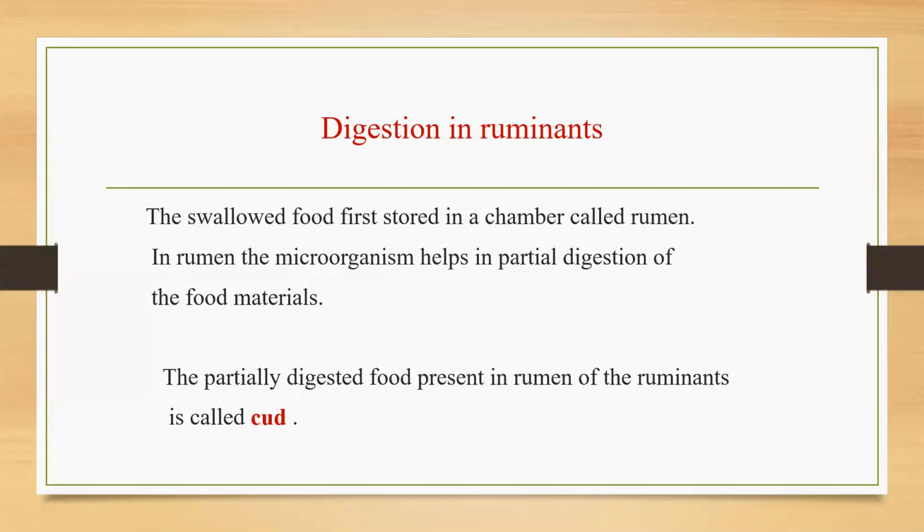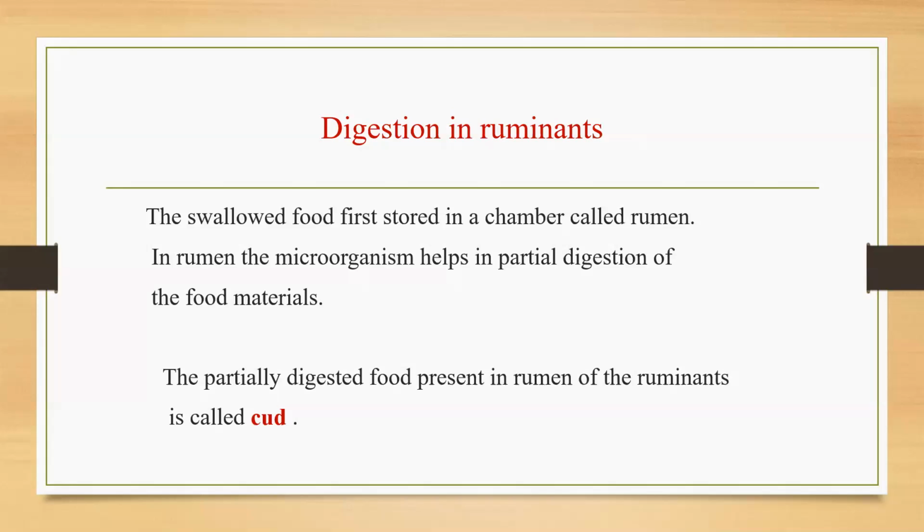The first stage is that the swallowed food is first stored in a chamber called rumen. Whatever food they eat is first stored in the rumen. Then, in the rumen, microorganisms help in partial digestion of the food materials. These are plant bodies, and plant bodies are made up of cellulose.